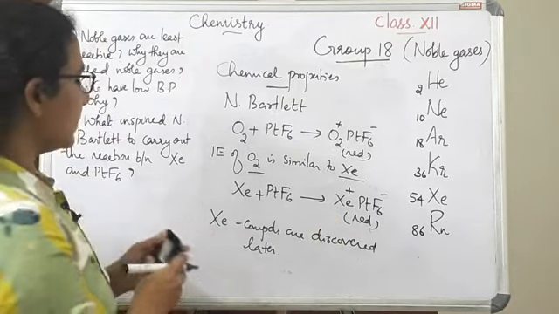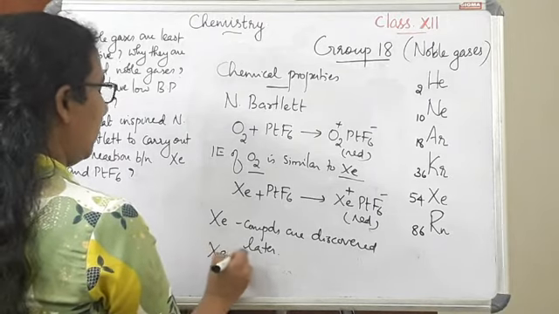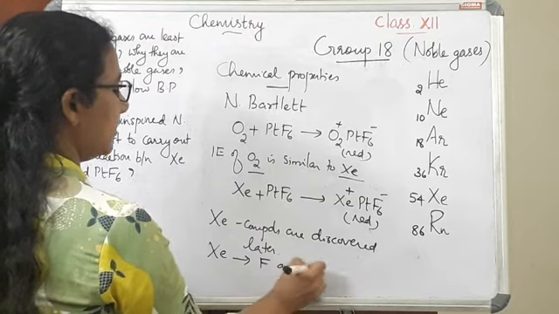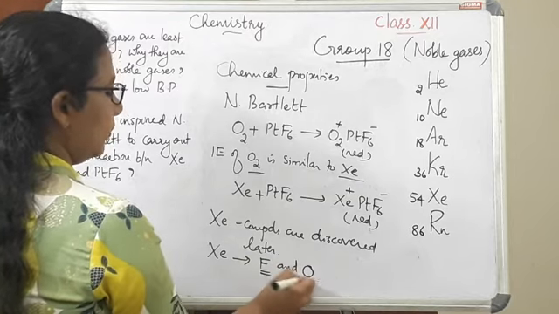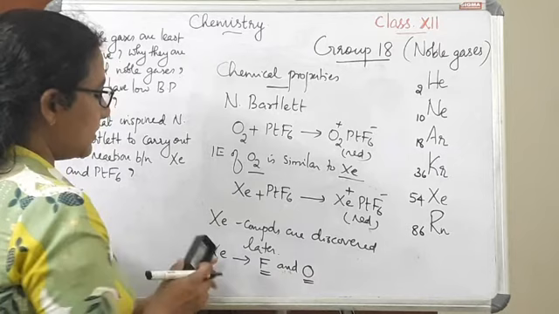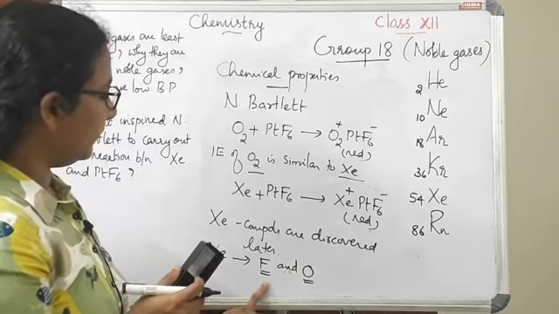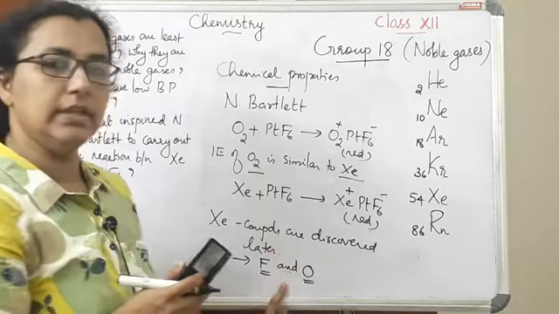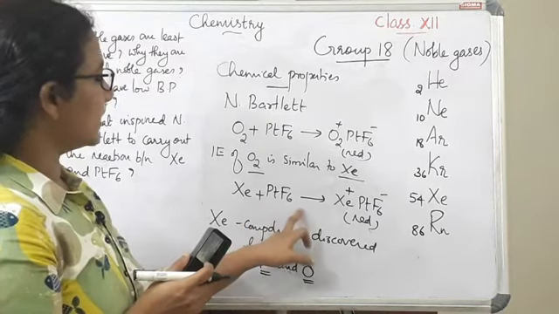So xenon actually forms compounds with fluorine and oxygen, since they are electronegative in nature. Fluorine and oxygen are electronegative. Xenon forms compounds with fluorine and oxygen. So more xenon compounds were discovered later. But this is the first experiment.